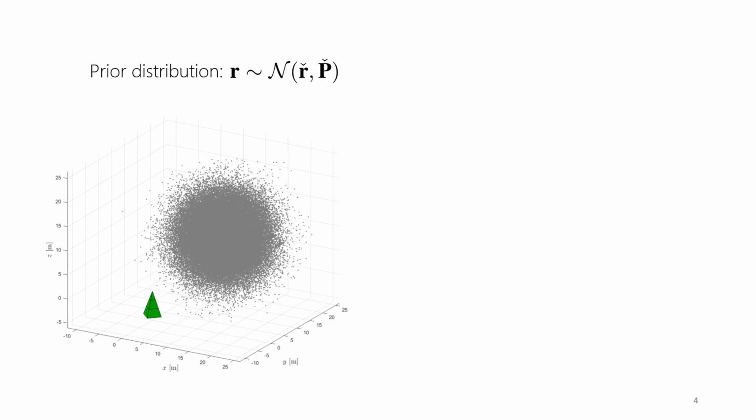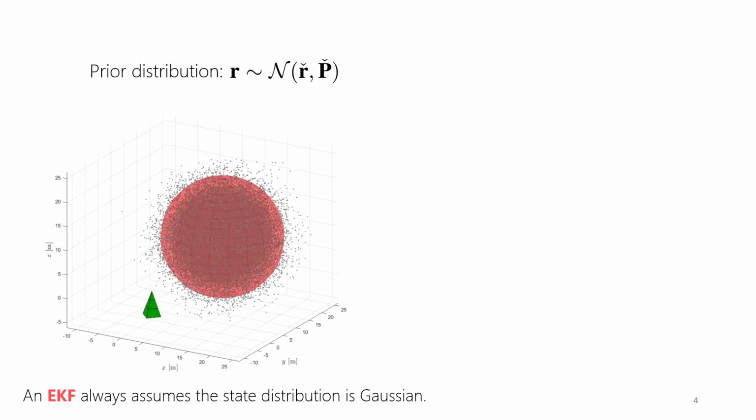The gray dots are thousands of samples drawn from this prior, and hence represent a probabilistic visualization of the distribution of the robot's position at that point in time. An extended Kalman filter, which is one of the most popular state estimation algorithms, has no issue representing this distribution because it always assumes the state distribution is Gaussian. The red volume represents the 99.9% probability region reported by the EKF, and in this case, it perfectly represents the underlying distribution.